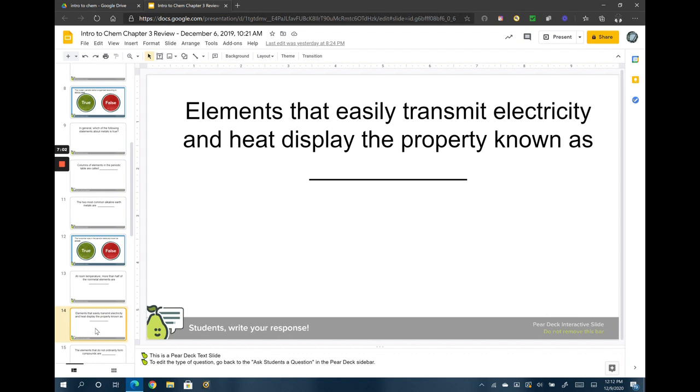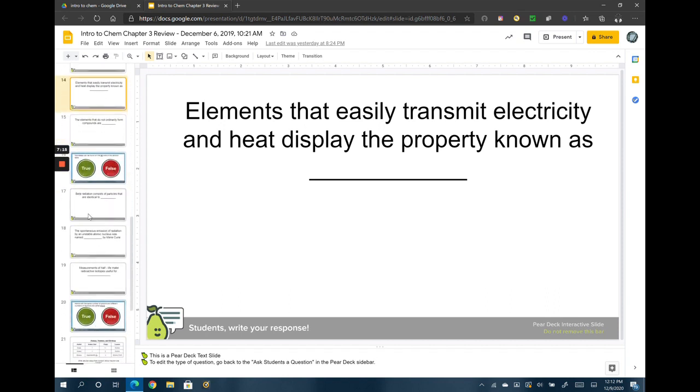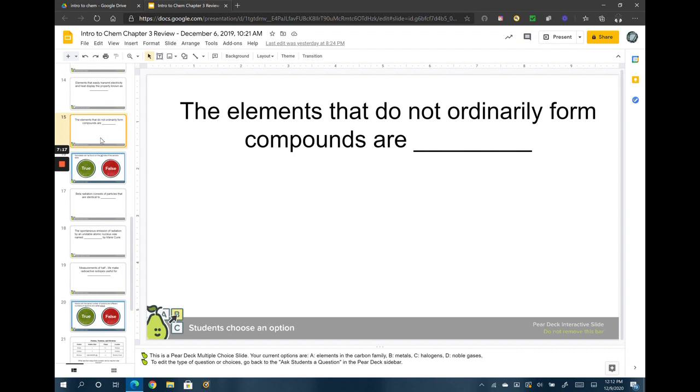Elements that easily transmit electricity and heat display the property known as conductivity. They can conduct heat, conduct electricity. We say that is conductivity.